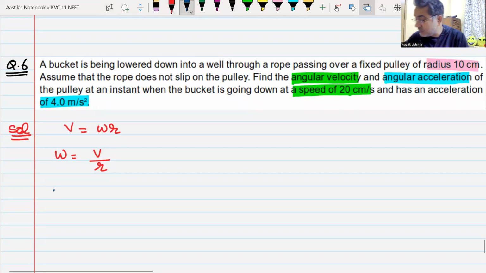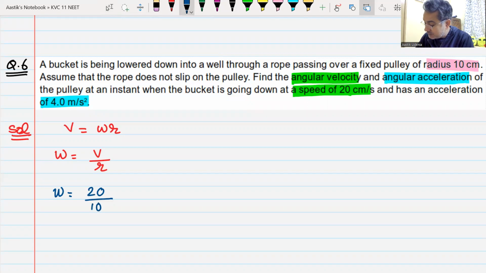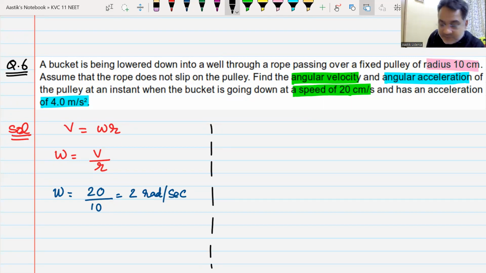So I can now find out the value of omega. Omega will be equal to V. V is given as 20 centimeters per second divided by 10. So this becomes 2 radian per second. Do we understand this? Well done. Then you can apply a similar looking formula for acceleration.